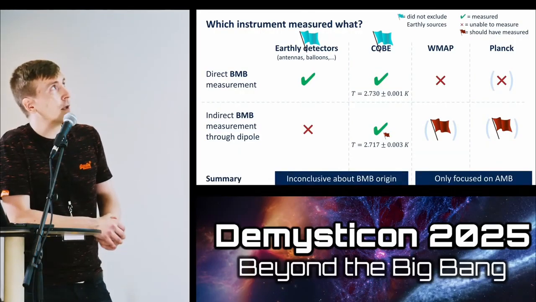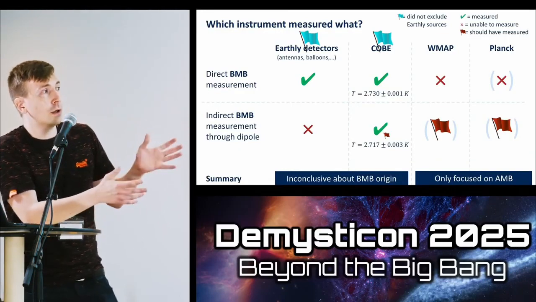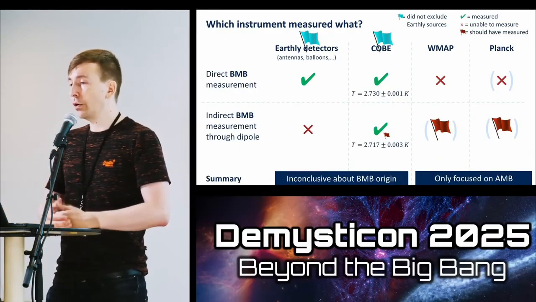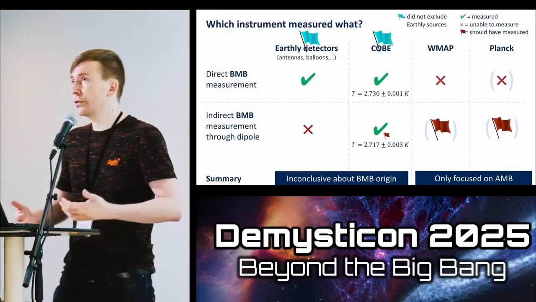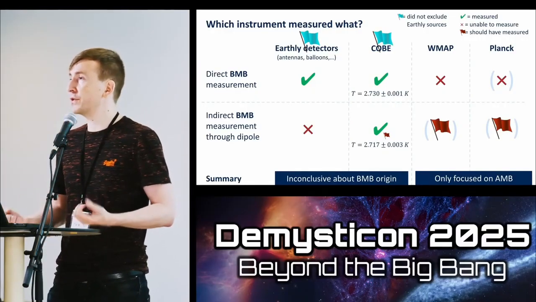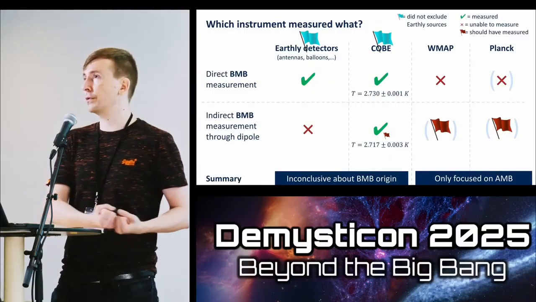And so to summarize, the early detectors and COBE are inconclusive about the BNB origin, and WMAP and Planck, they only focused on the A and B, so they cannot really be used as a strong argument in favor of the Big Bang theory.